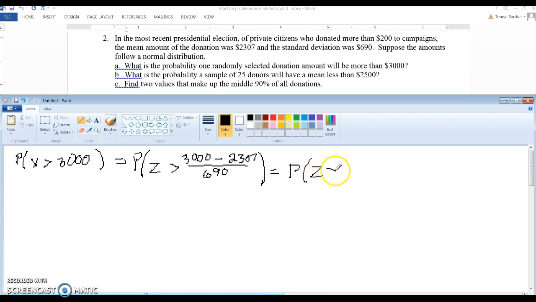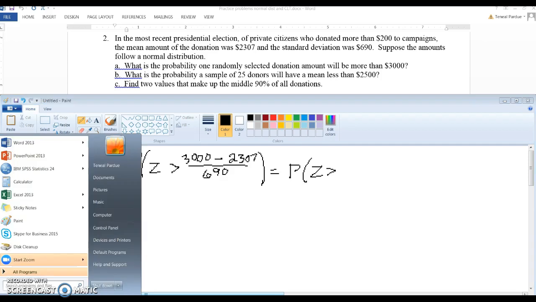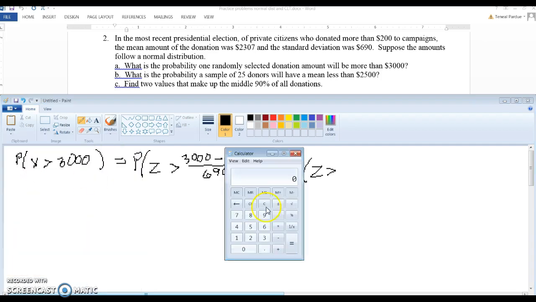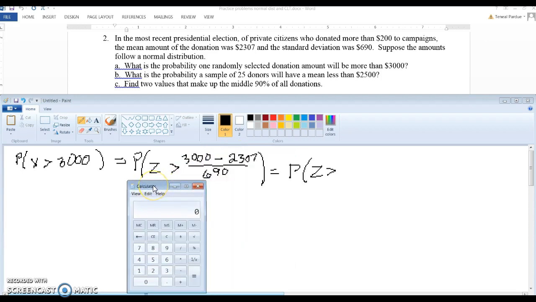And we go pull up a calculator to do that. We get 3,000 minus 2307 and divide that by 690. And that's 1.0043.